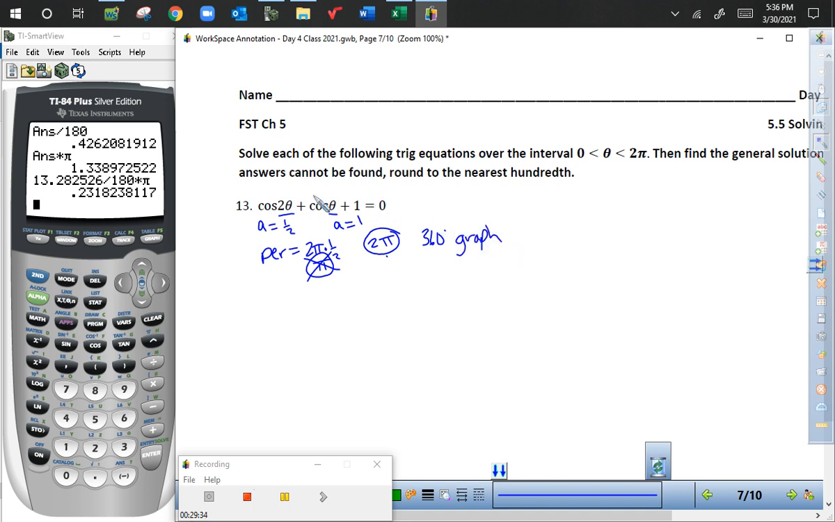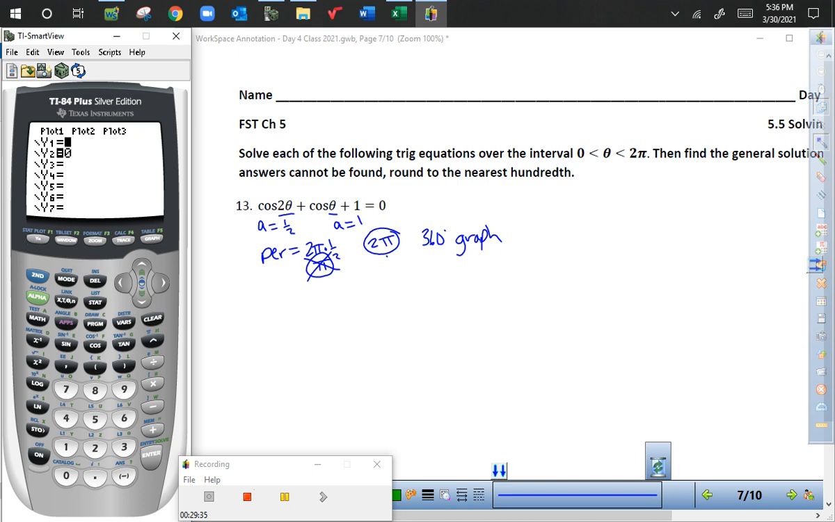Alright, this one's already equals 0, so in your y equals, let's go ahead and get that typed in. Alright, window, we're changing just the X-max to 360. And then we are going to double check the mode in degrees. Then graph. We want to find all the times this thing crosses the x-axis.